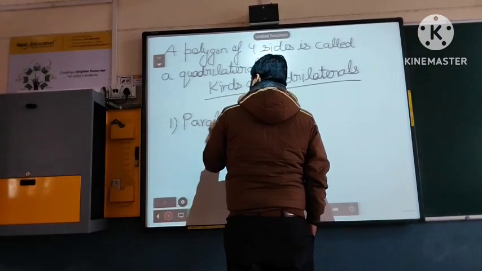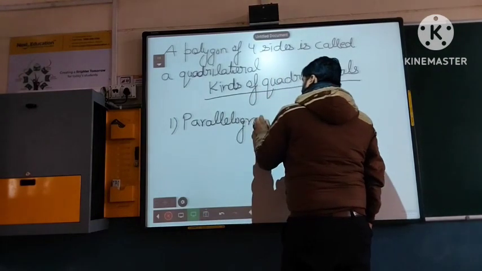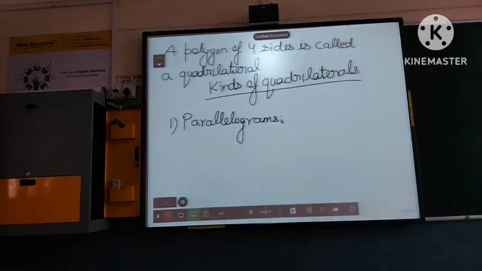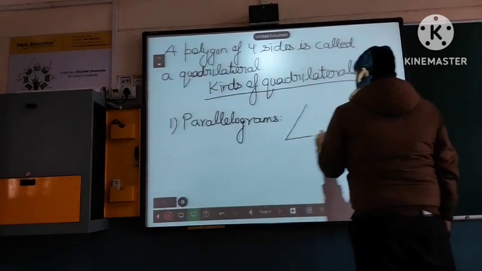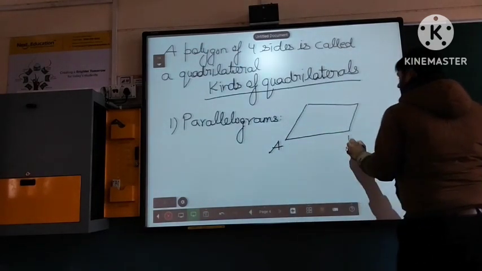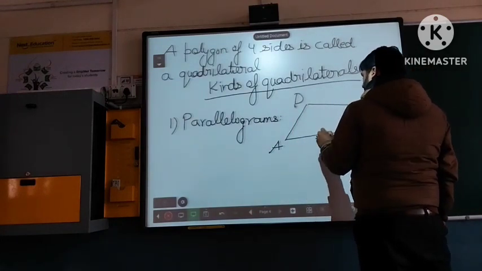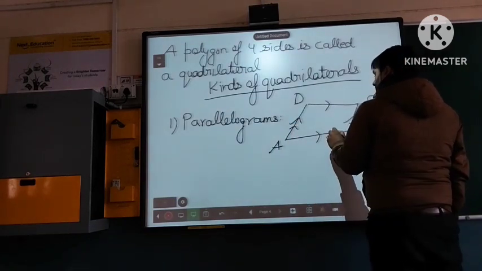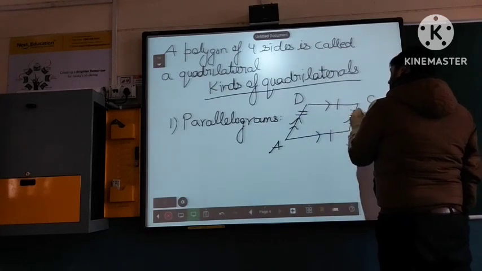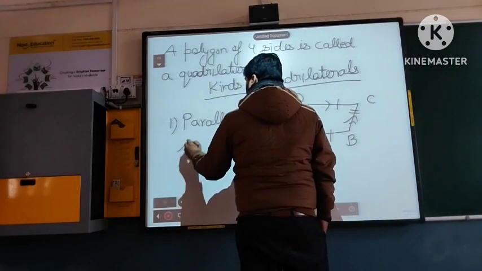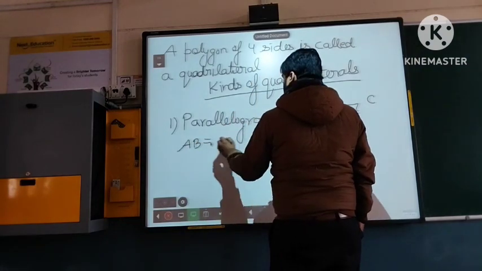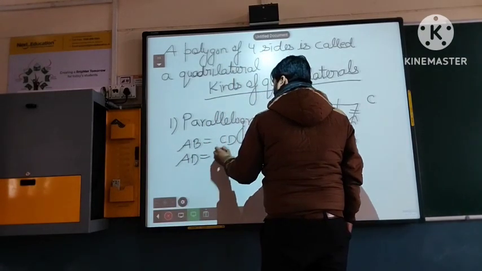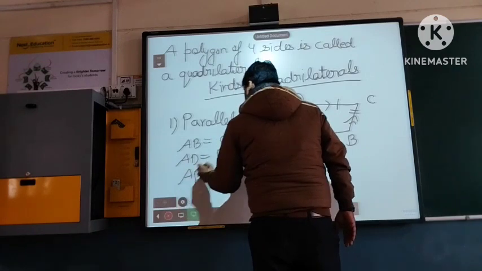The first quadrilateral we are discussing is the parallelogram. Understanding the parallelogram is very important because in the same article we will do some more things like special types of parallelogram. So I am drawing a parallelogram ABCD. These two sides are parallel, and these two sides are parallel. Means AB and CD are parallel, AD and BC are parallel, and they are also equal. Single dash means AB and CD are equal, and double dash means AD and BC are equal. So AB equals CD and AD equals BC. Opposite sides are equal and they are also parallel.